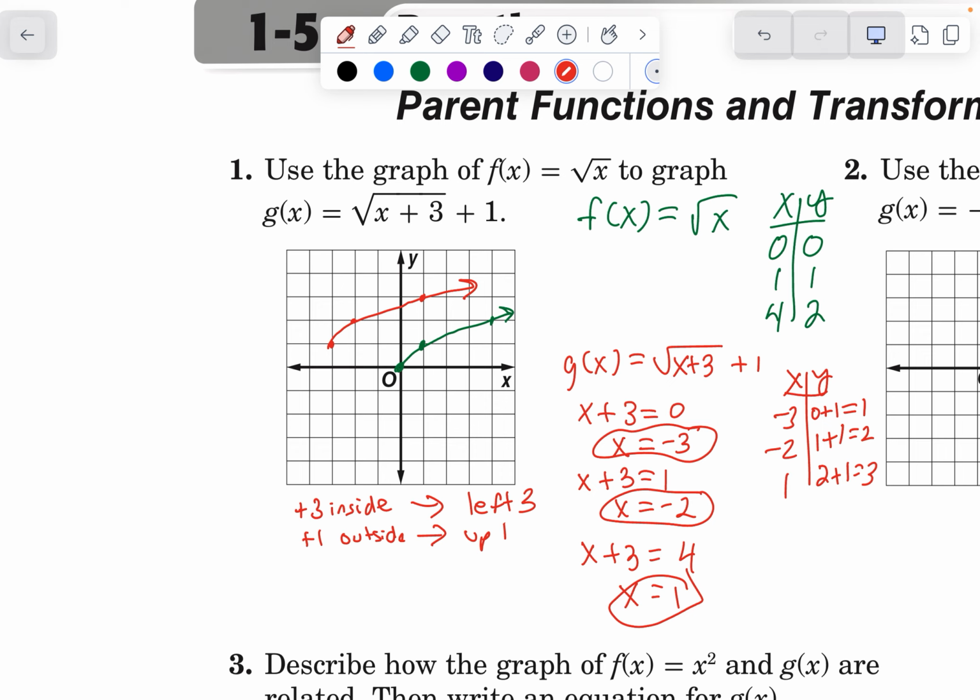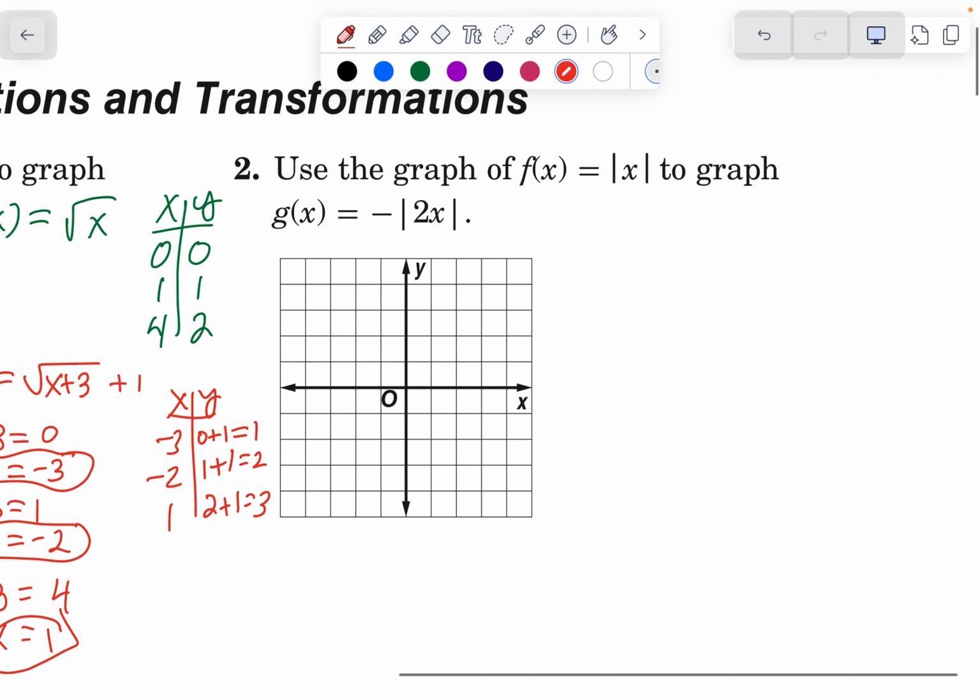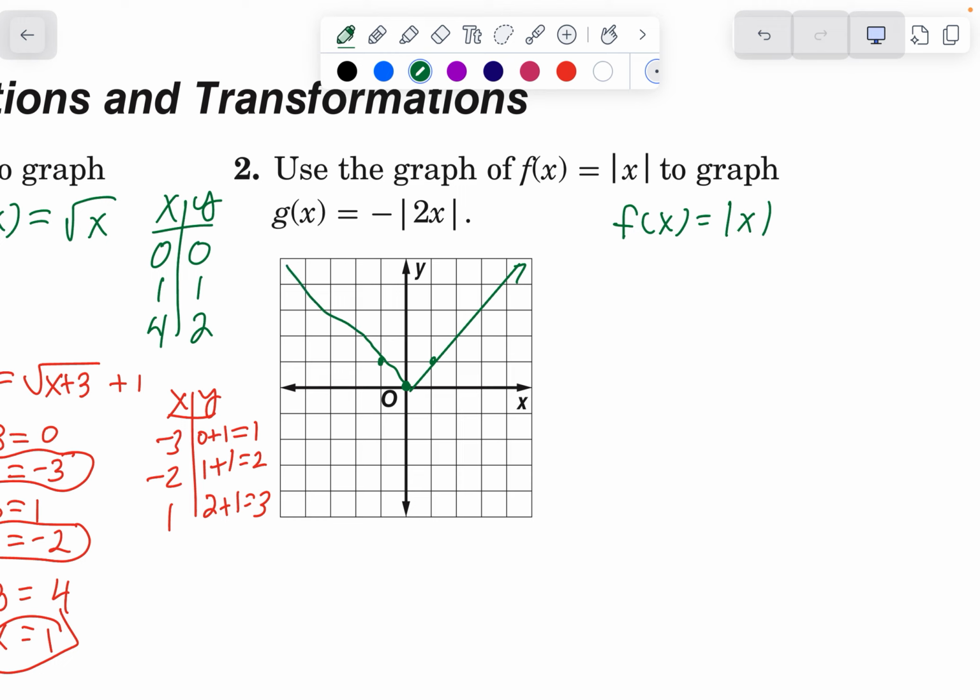Okay? Okay. Now let's do number 2. Now our parent function this time is RV. Knowing what the parent function looks like is always a good idea. If I could draw a straight line, it would be helpful. So that's your parent function.